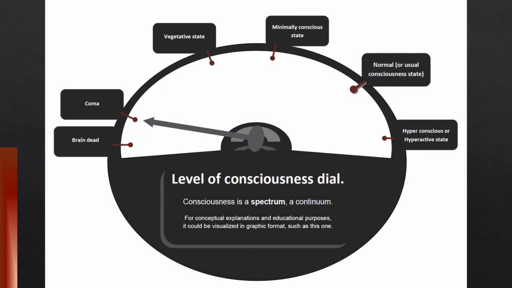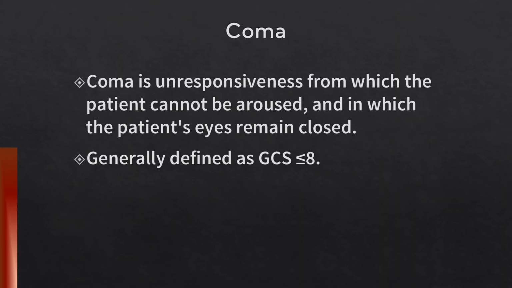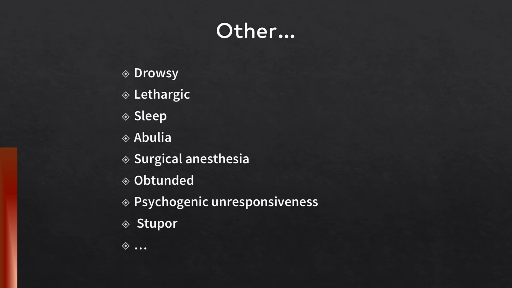In coma, the patient is unresponsive, the patient cannot be aroused, and the eyes remain closed. The patient does not follow commands, does not interact. Coma is generally defined as a GCS of 8 or less. Of course, there are other alterations, differential diagnoses and components within the spectrum of the level of consciousness, which include stupor, catatonia, akinetic mutism, psychogenic responsiveness, among others.